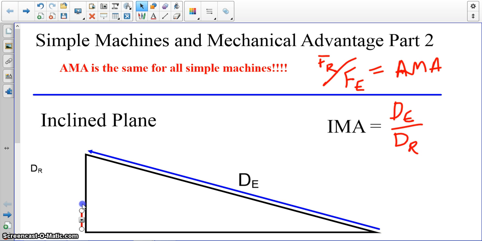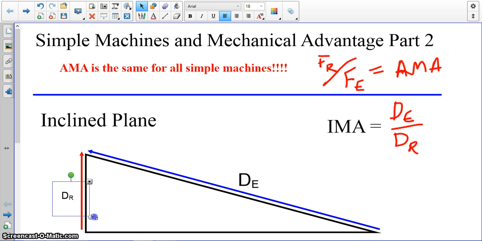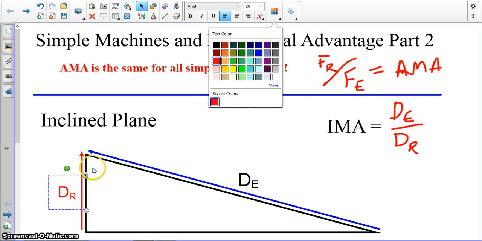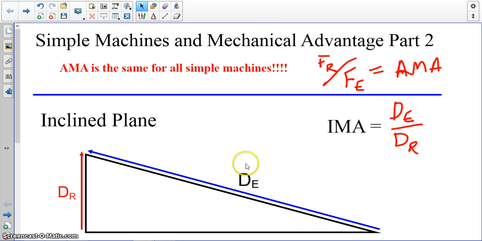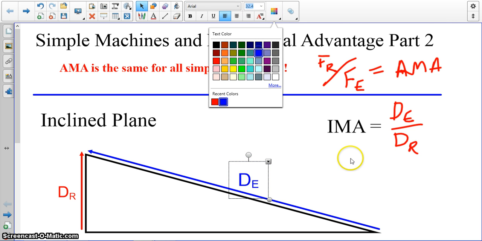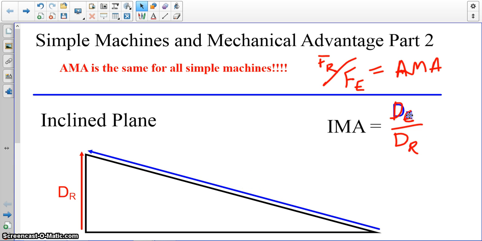From the bottom to the top, you can go diagonally. You just take a lot longer, but it's a much easier thing to do. And so the vertical distance is DR, and then DE is the diagonal distance. So straight up and down is the resistance distance, and there you go. Thank you for the color coordination. The DE is on top, so it's the diagonal divided by the vertical distance.